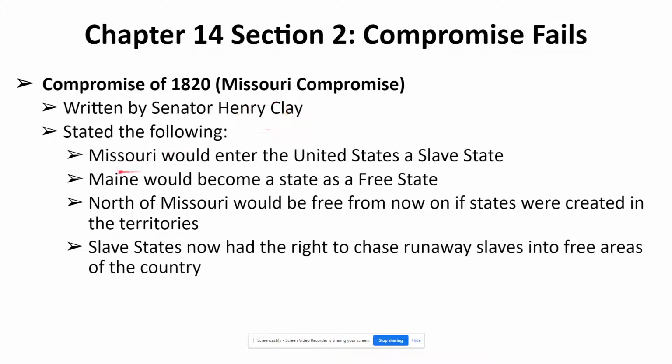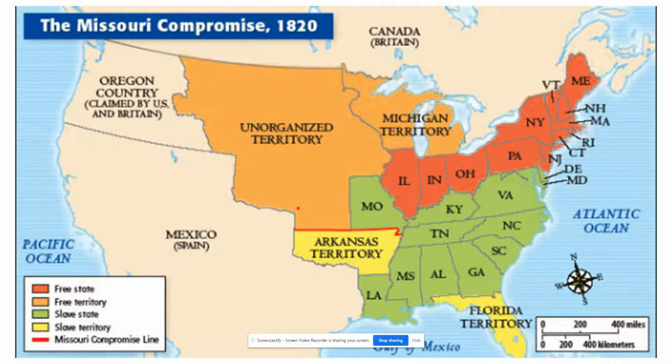All right, Missouri's a slave state. Maine's a free state. No slavery north of Missouri, and slave states can now send slave catchers into the north to find runaway slaves. Okay, it kept the balance in Congress equal. It kept the number of slave states and free states equal. Everybody was happy, and this compromise works, and it lasts.